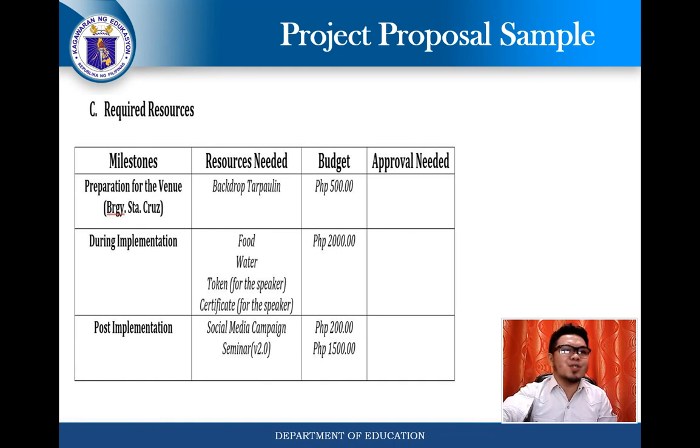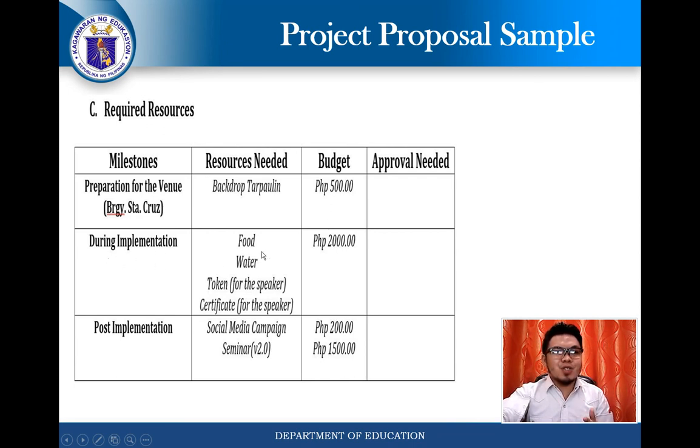So, ito po yung medyo kailangan talaga natin na pagtuunan ng pansin. Like, for example, meron tayong milestones. Ito yung steps natin, no, gagawin natin para dito. So, meron tayong preparation for the venue, like Barangay Santa Cruz. So, naglagay kami ng, ano ba yung kailangan natin dyan? Which is yung backdrop. Ayan, tarpaulin. Dati po yan. So, ngayon, digital banner na lang yan. Then, meron tayong 500 pesos budget for that. Then, that's being futuristic, no?